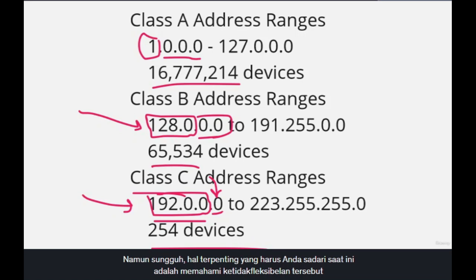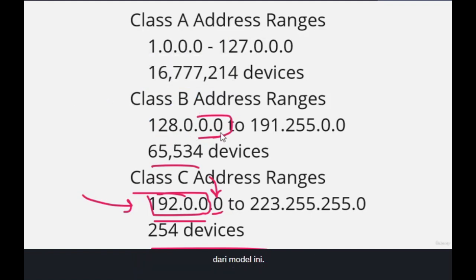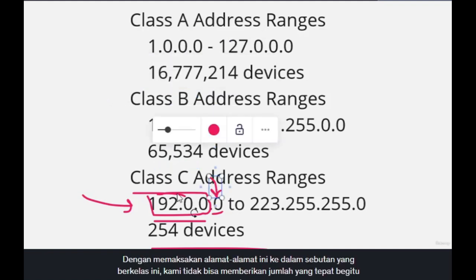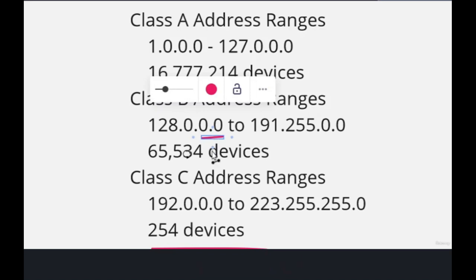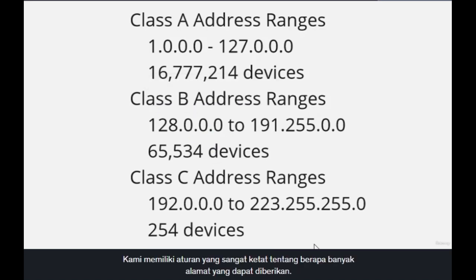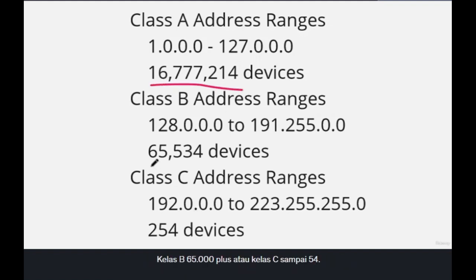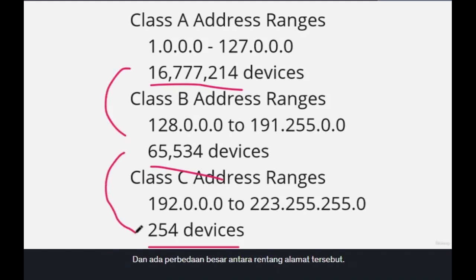But really the most important thing for you to recognize right now is to understand the inflexibility of this model. By forcing these addresses into these classful designations, we can't just give out the right amount of addresses for the right job. We have these very rigid rules about how many addresses can be given out. If we give out a Class A, we're giving out 16 million plus addresses. Class B, 65,000 plus, or Class C, 254. And there's a huge difference between those address ranges.